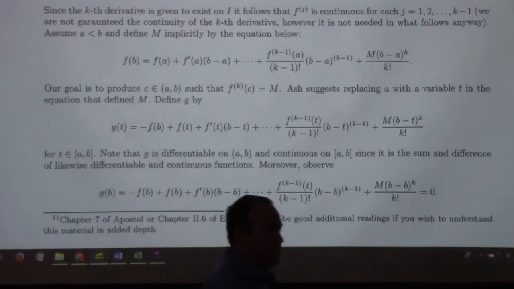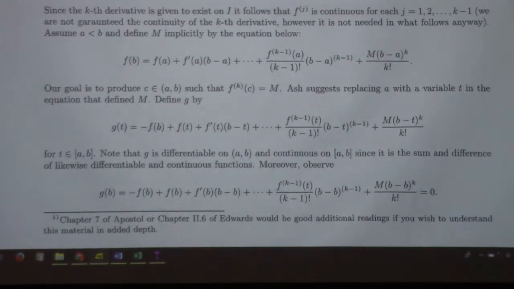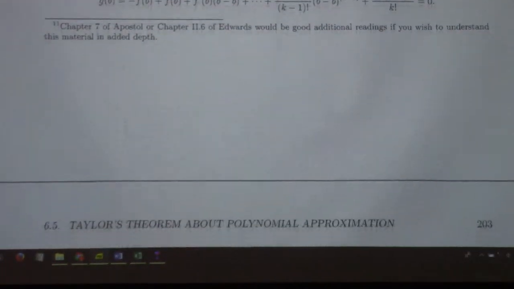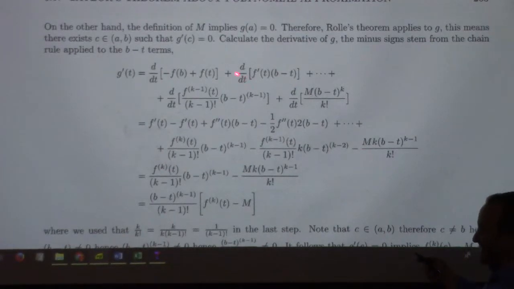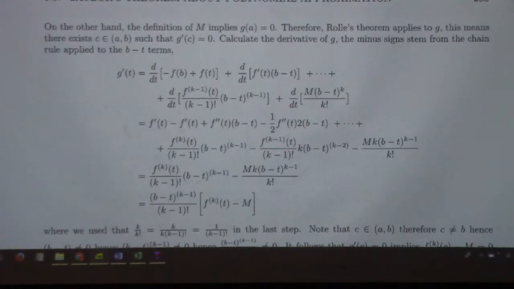Which means what? That means that there exists a C such that G prime of C is equal to 0. All right? So then you just have to differentiate G, which looks like this. After some algebra, G prime of T can be shown to be this times that. But the thing is, this is non-zero when you look at it, and that forces this to be 0. This being 0 at some C is tantamount to saying that there is a point C such that the kth derivative evaluated at C is equal to M, which is what we were trying to prove. And that's Taylor's theorem.